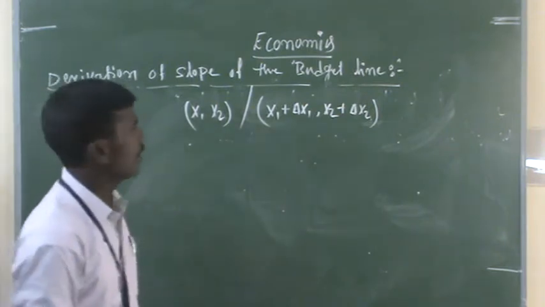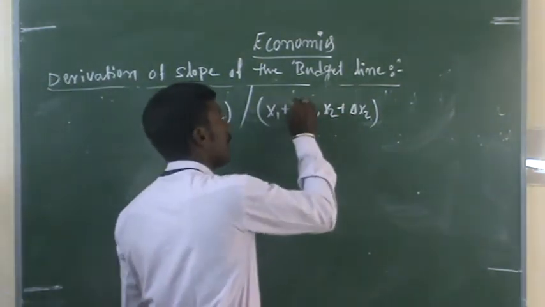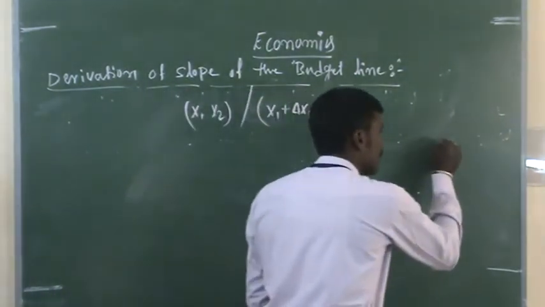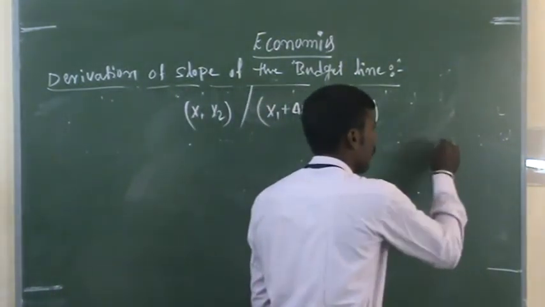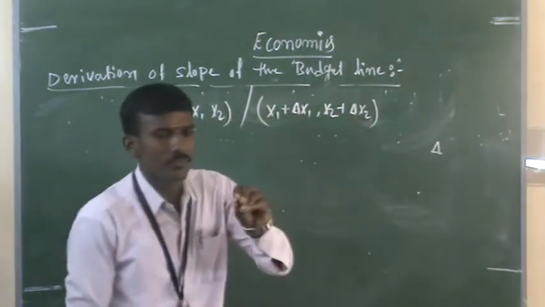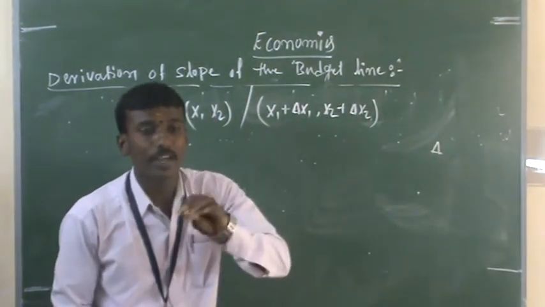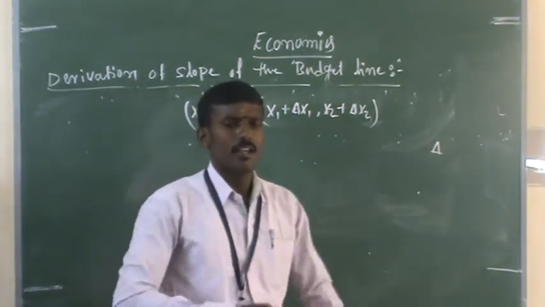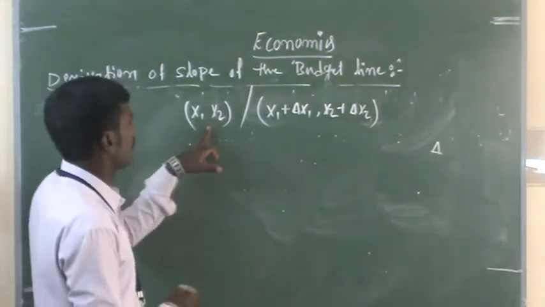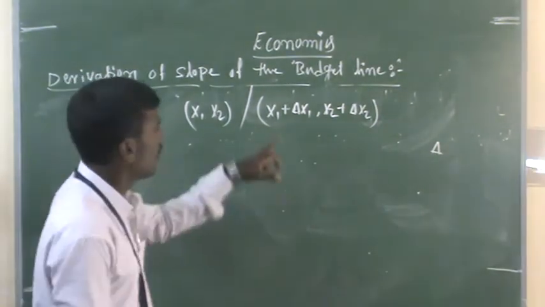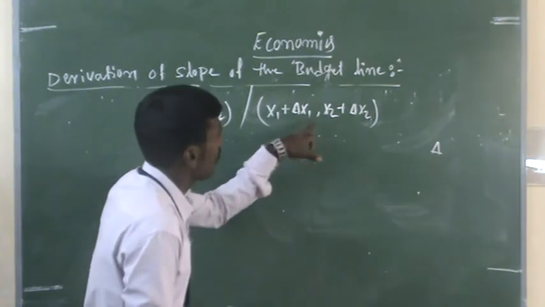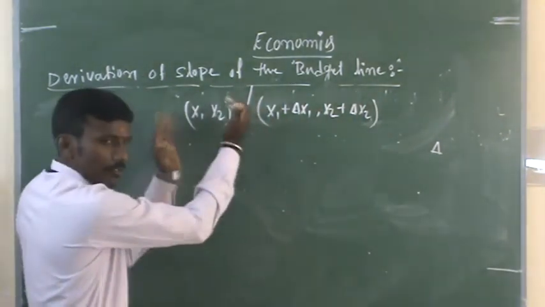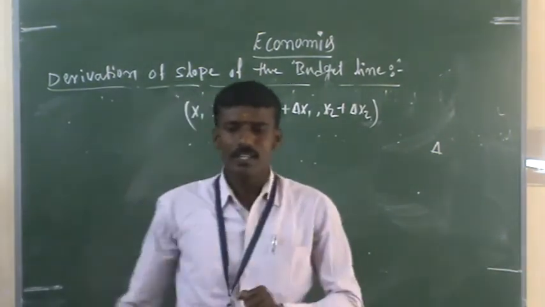See, in economics delta stands for change, variation. In economics we consider this symbol to mean that something is changing, there is variation. See, let us consider two points. The point number 1 is x1, x2 and another one is x1 plus delta x1, x2 plus delta x2. So we are able to consider these as two points here.